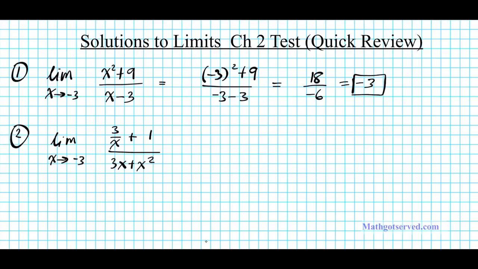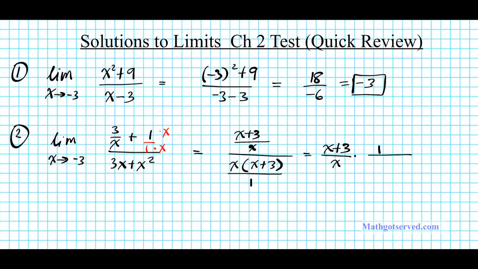So what we have to do is try and combine the fraction in the numerator, put it over 1, and then we can multiply by x, top and bottom. In the numerator, we have 3 plus x, which can be written as (x plus 3) over x. And then that divided by the denominator, where you can factor out x from the bottom, x times (x plus 3). If you write the denominator over 1, we can multiply the numerator, (x plus 3) over x, by the reciprocal of the denominator, 1 over x times (x plus 3).